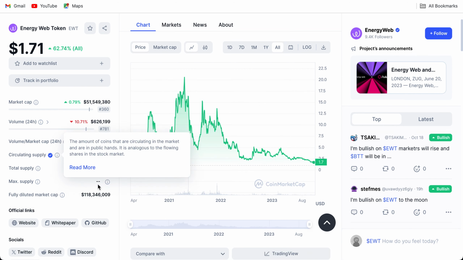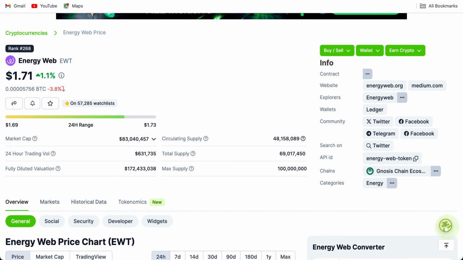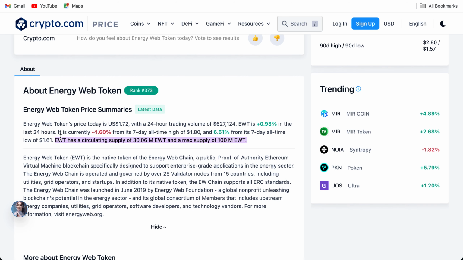Anyways, so what is the max supply, guys? In CoinMarketCap, the max supply is not written, so I went to CoinGecko. The max supply is 100 million. I also found, I tallied this information yet again with crypto.com.